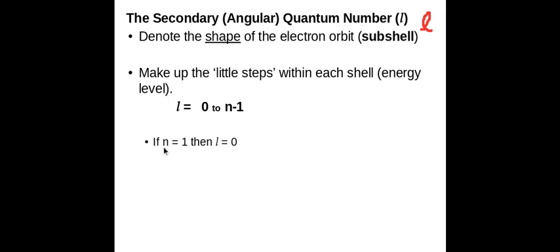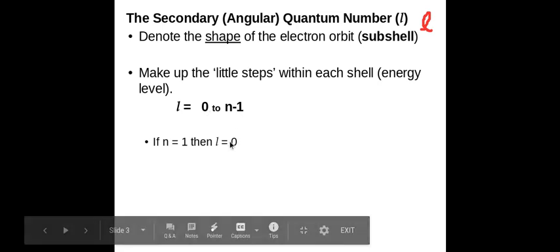So, for example, let's say the principal quantum number is 1. So if the principal quantum number is 1, then the possible values for the secondary quantum number are going to be 0 up to whatever the n value is minus 1. Now, if the n value is only 1, 1 minus 1 would be 0. So the only possible value for our second quantum number would be 0.